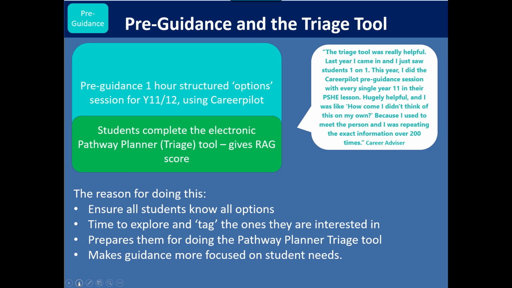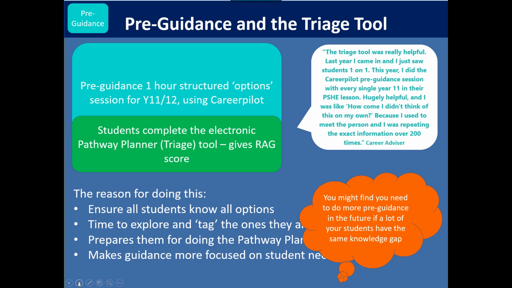The reason we're doing this is because we want to make sure they do know all their options. So we'll have a lot fewer students coming into the Pathway Planner red because they do understand their options. It's also given them time to explore their options in a bit of detail and tag the ones they're particularly interested in on Career Pilot. It gets them ready for doing that Pathway Planner so they feel they understand what we're talking about, and then obviously it helps you to make the guidance much more focused on their needs because you know what they do and don't know.